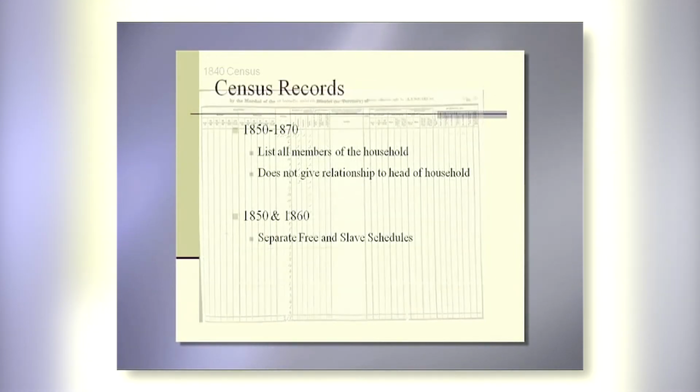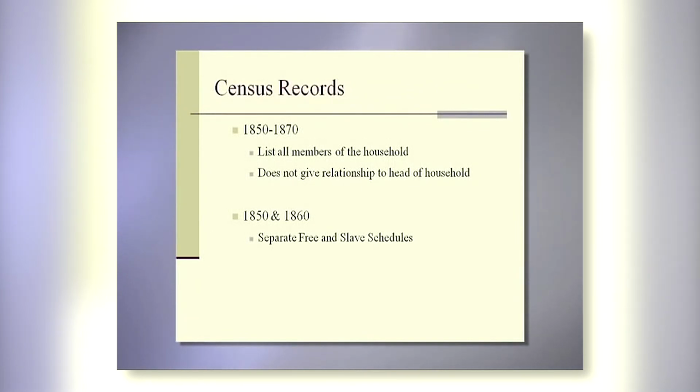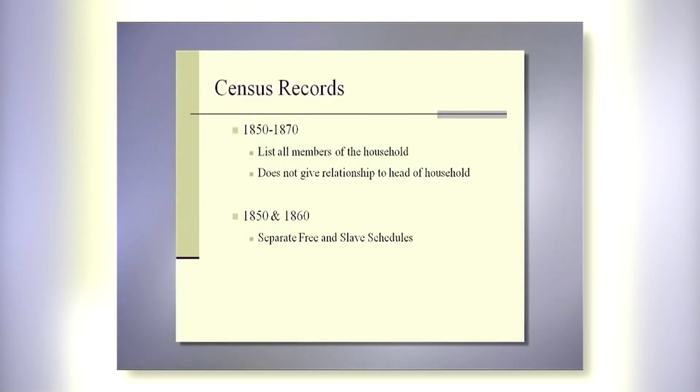Beginning in 1850, they list everyone in the household, but they don't give you their relationship. But it lists the men, the women, the children, servants, and sometimes you can tell a little bit of the relationship by the occupation. For example, it might list that somebody was a servant. In 1850 and 1860, there are separate free and slave schedules.